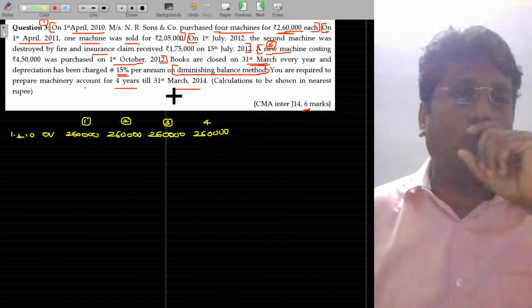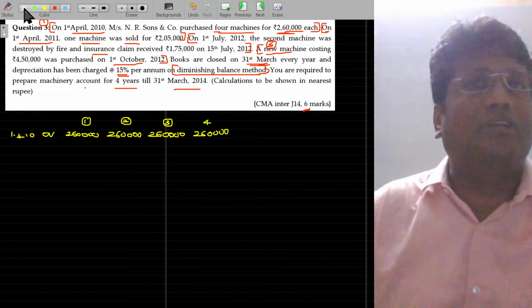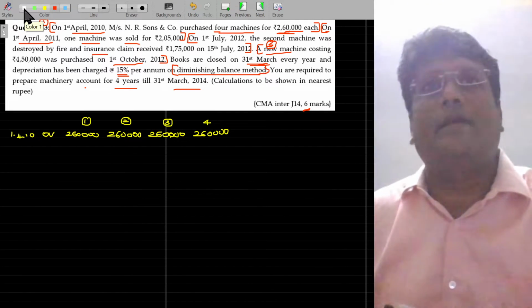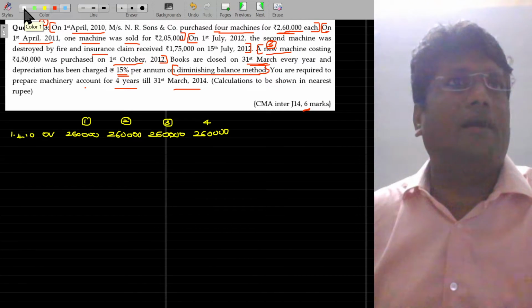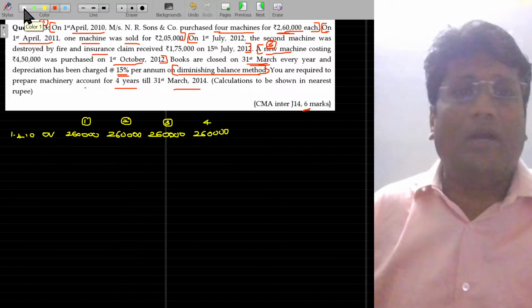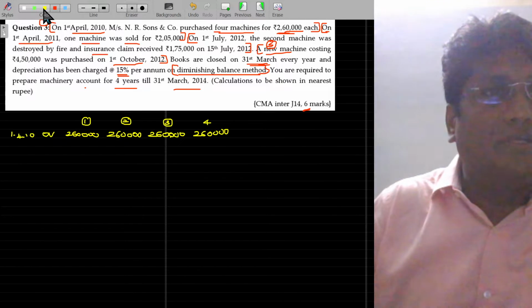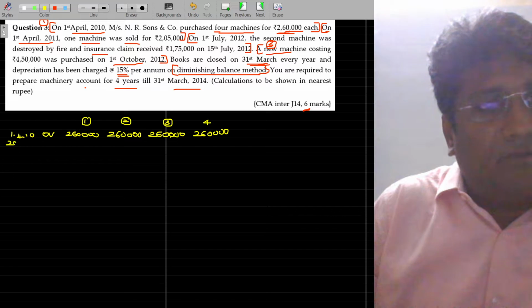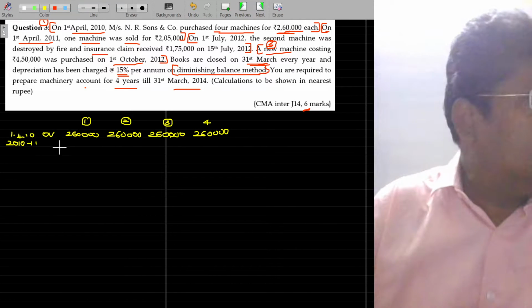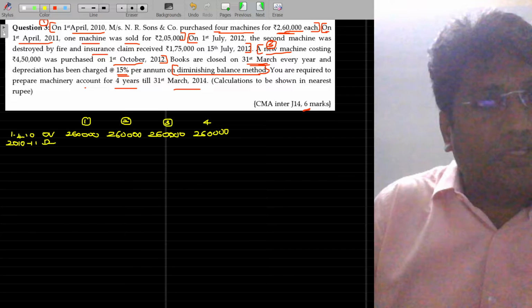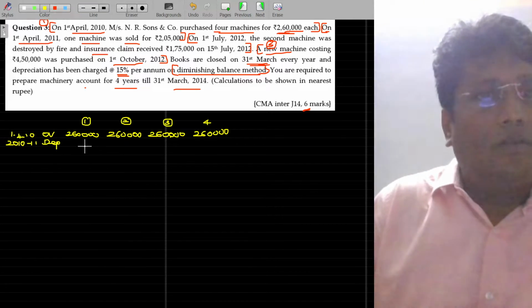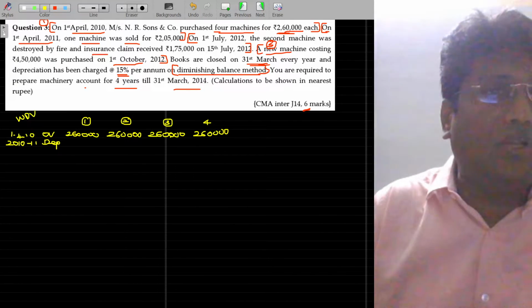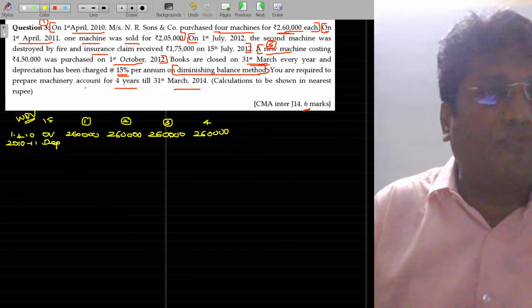Now, year after year, I am going to work this out here. 1/4/2010. In 2010-11, the very first year, only purchases happen. There is no sale or additional purchase. For these assets, now I am going to provide the depreciation for 2010-11, at the rate of 15 percent, under the WDV method.